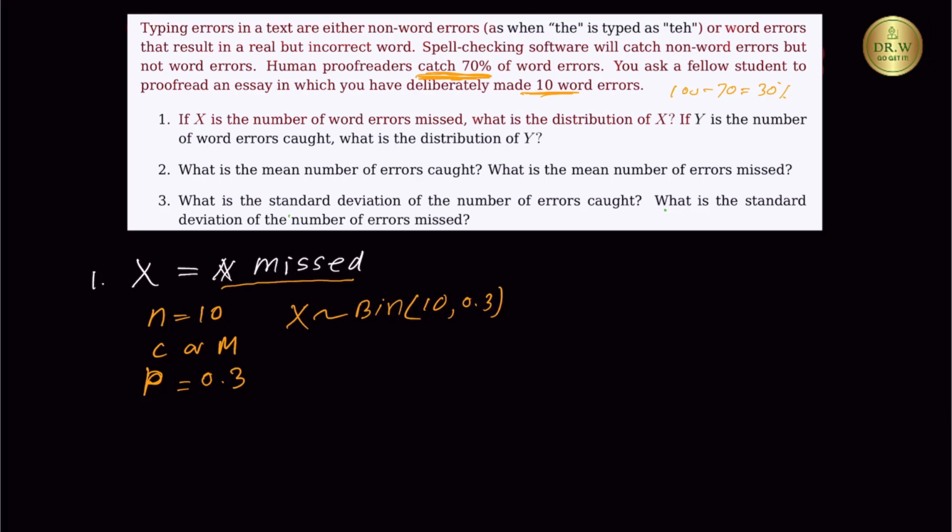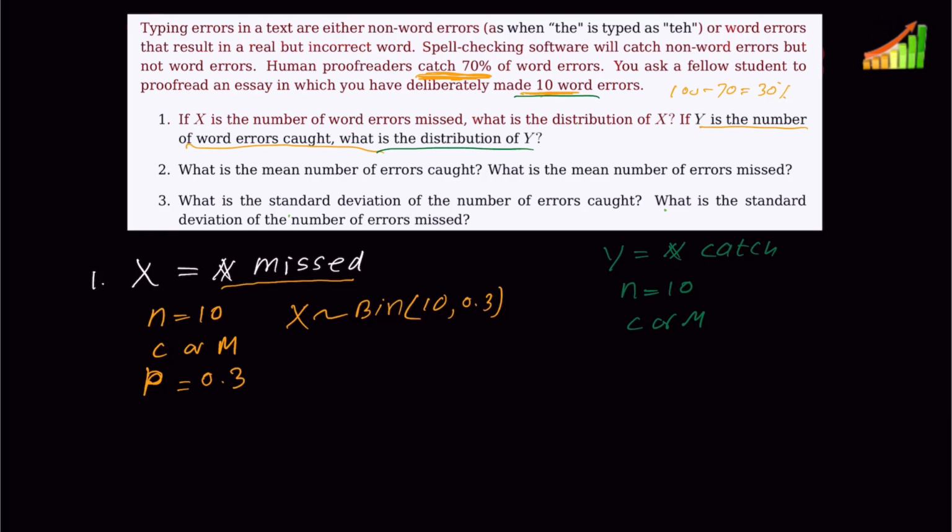Now go to the second one. This is asking why. Why is the number of word errors caught? Right. How do we find it? I say y equal number of catches. Asking what is the distribution of y. First one, for the binomial, first condition. What is that? N. Again here n equal 10 because they check only 10 words. Then outcomes, yes, catch or miss. Then the independent or dependent, they are independent.